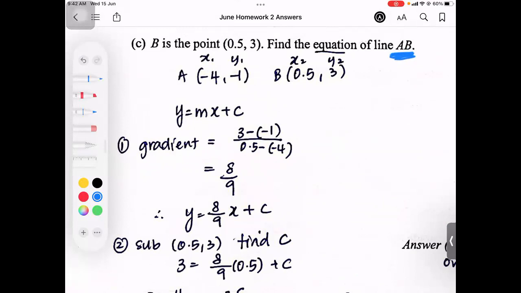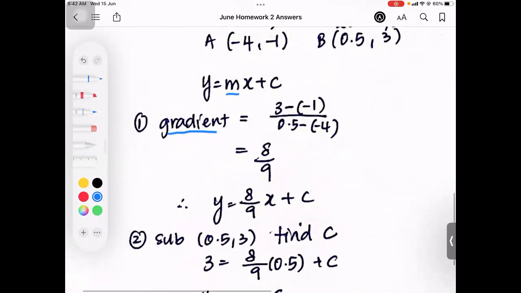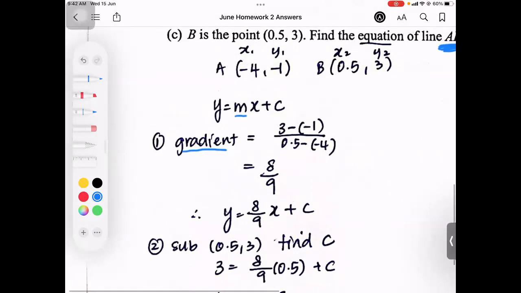So first step, we need to find the gradient m. First step, always the same, find the gradient m. Okay, so we use y2 minus y1 over x2 minus x1. We have done this a couple of times already, yesterday and today. So hopefully you still remember. Please be careful with negative sign, right? Value may change. So we get gradient is 8/9.